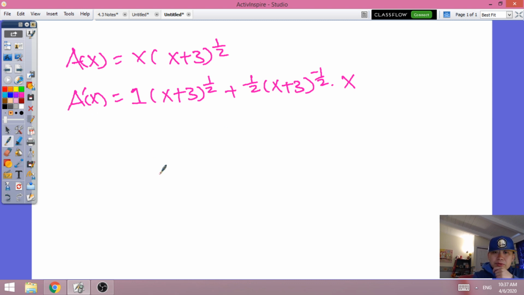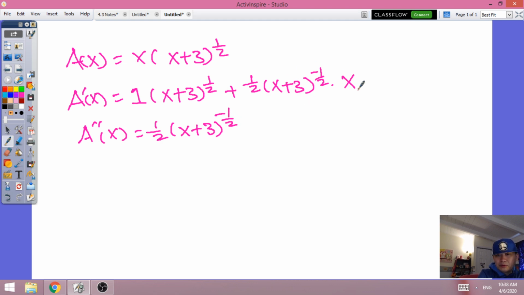And for those of you wondering, can I simplify this a little bit before taking the second derivative? For this one, I strongly recommend you take the second derivative first before you factor it, because you want to find the point of inflection. So this one is just 1 times this, using the power rule, so 1/2 times x plus 3 to the power of negative 1/2.